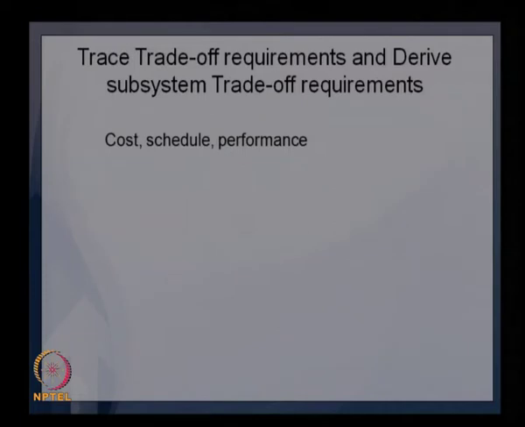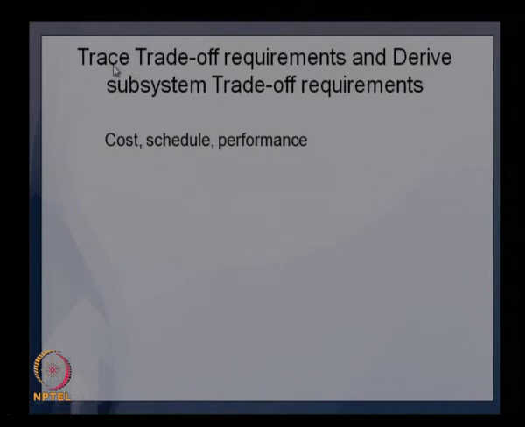The next one is basically the trade off requirements and subsystem trade off requirements. Basically, we look at requirements like cost, schedule, performance, etc. There will be some trade off in the system because of this. Mainly, if you want to reduce the cost or optimize the performance, we need to make some kind of trade off between these parameters, the cost, the schedule, the performance, etc.